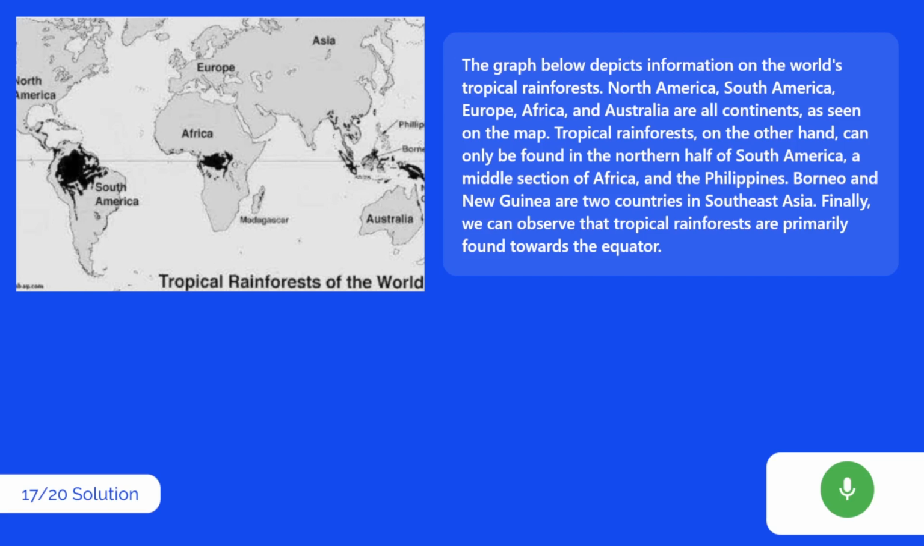Borneo and New Guinea are two countries in Southeast Asia. Finally, we can observe that tropical rainforests are primarily found towards the equator.